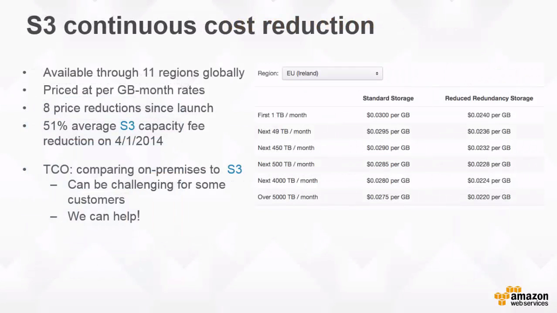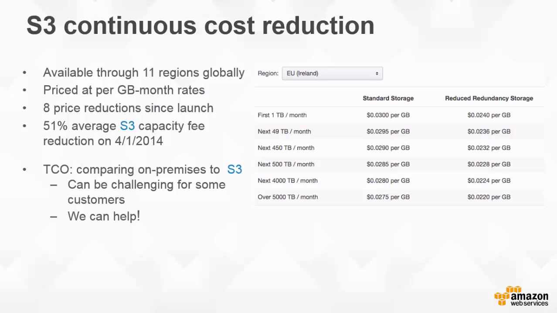S3 is priced per gigabyte per month, only for the data you actually use. We have different prices in different regions, but for our major ones, such as Ireland, we charge 3 cents per gigabyte per month. You need to compare that to the cost of purchasing storage systems, maintaining replicas, capacity buffers, administration and data center costs, such as power and cooling.